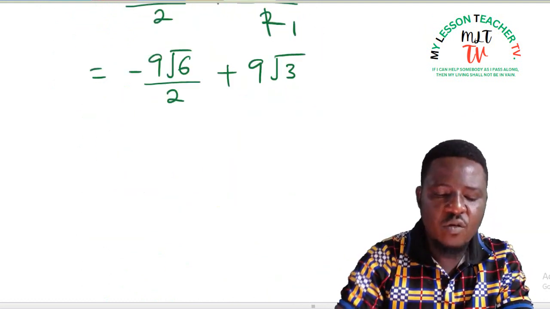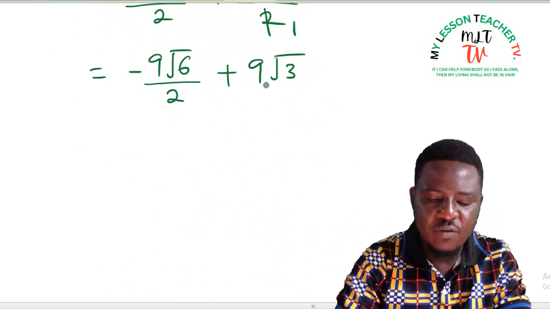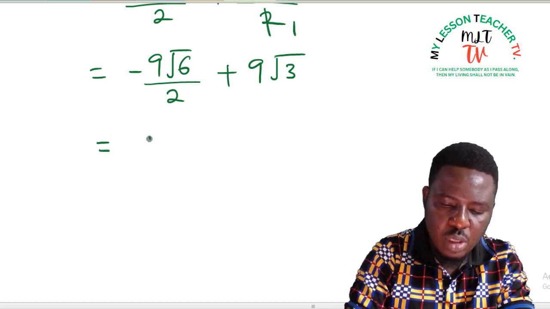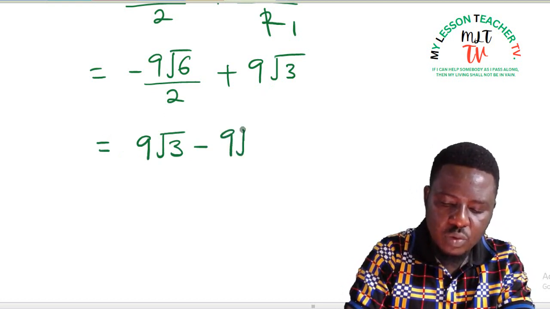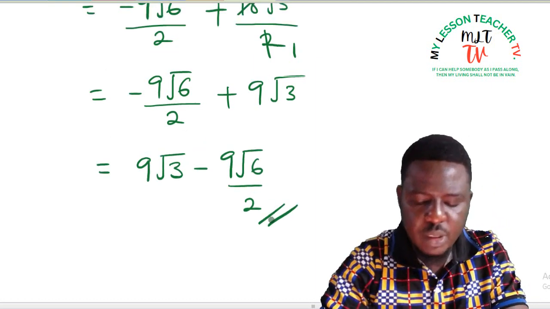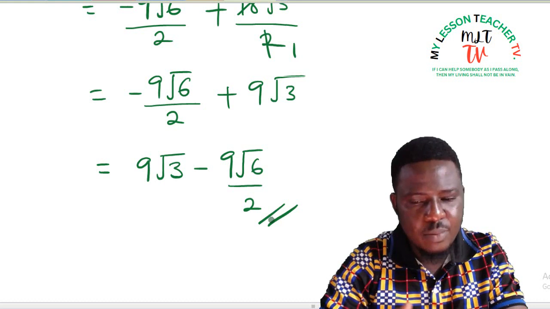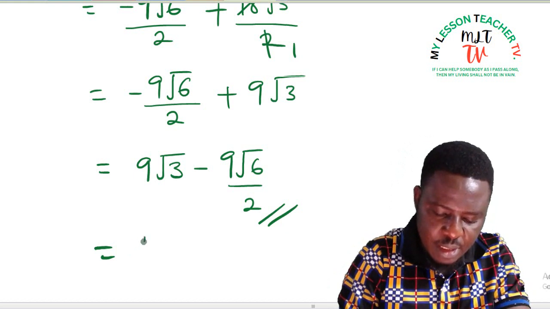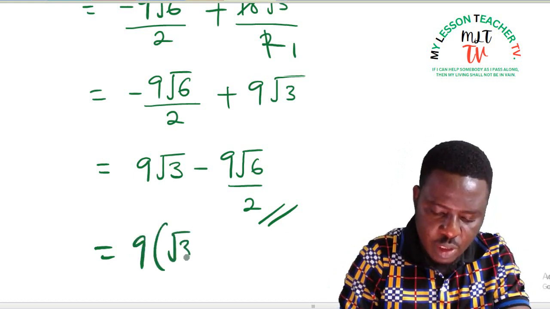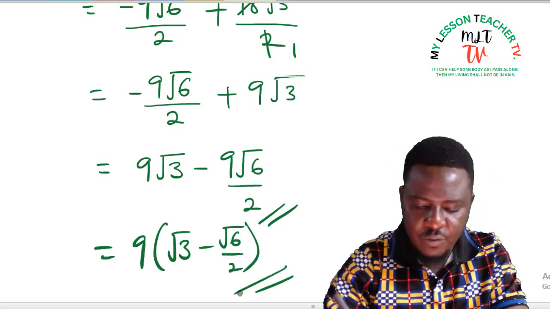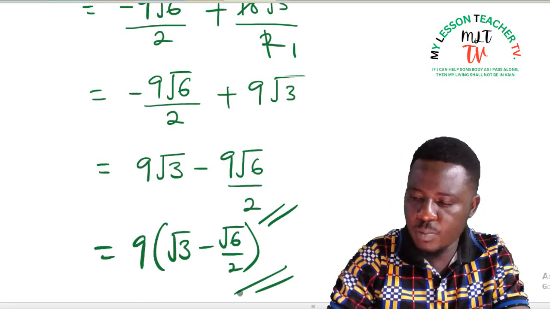Okay. We can therefore rearrange this by bringing the positive forward and taking the negative inwards to be equal to 9 root 3 minus 9 root 6 over 2. So this is said to be your answer, or you can move ahead to factorize out 9, and you will have something like this: 9 into root 3 minus root 6 over 2. So any of the two can still go.